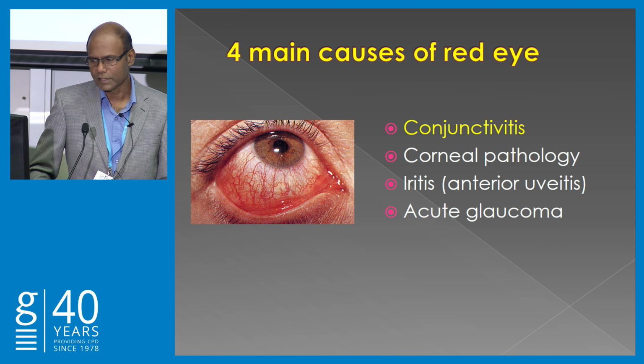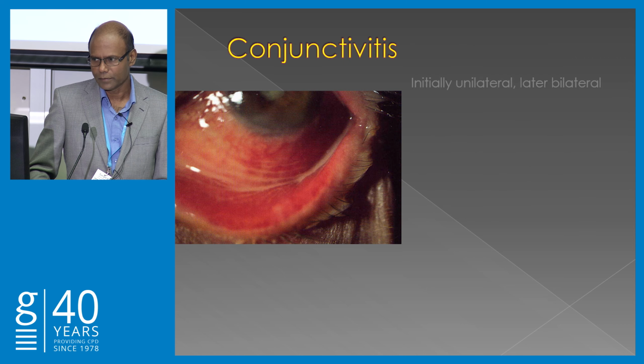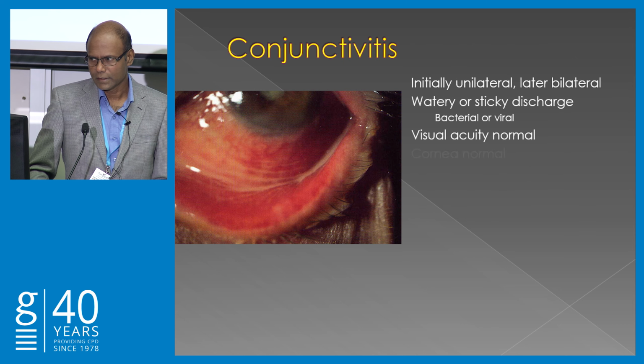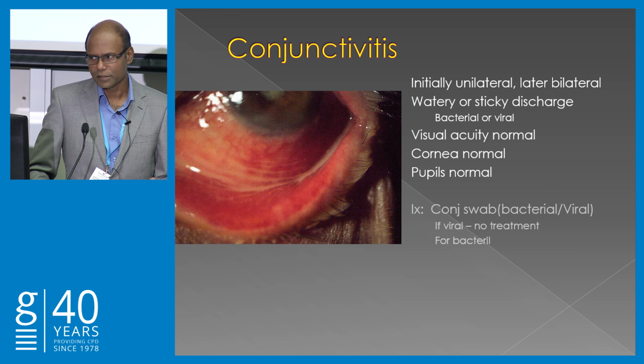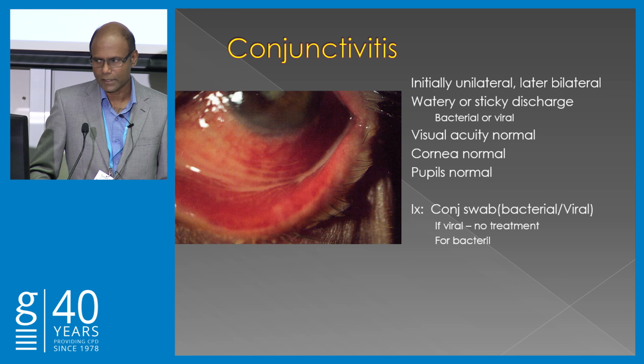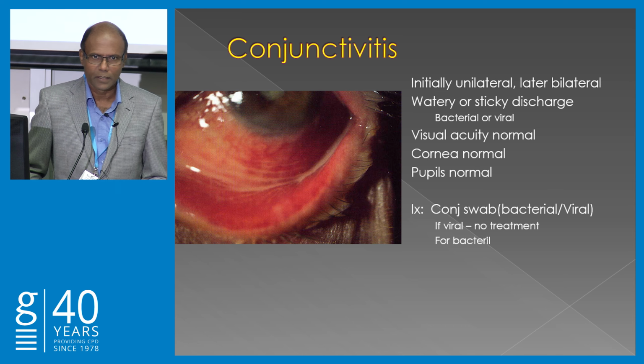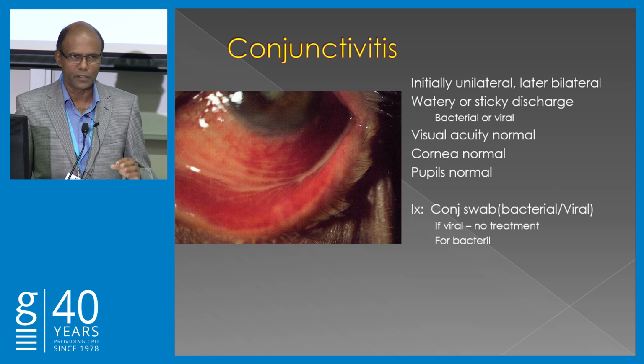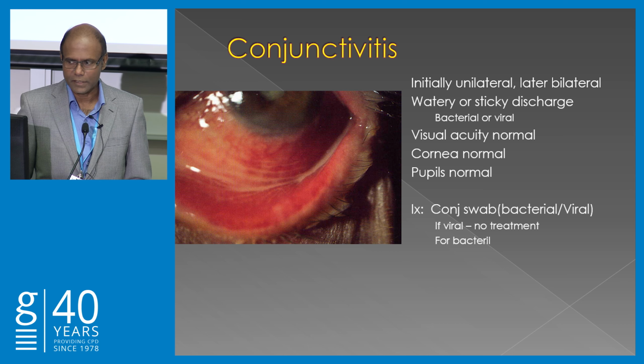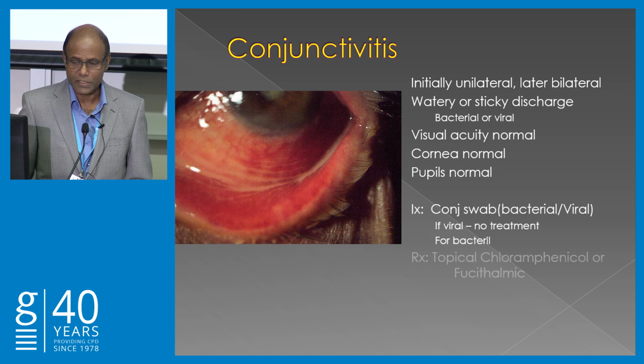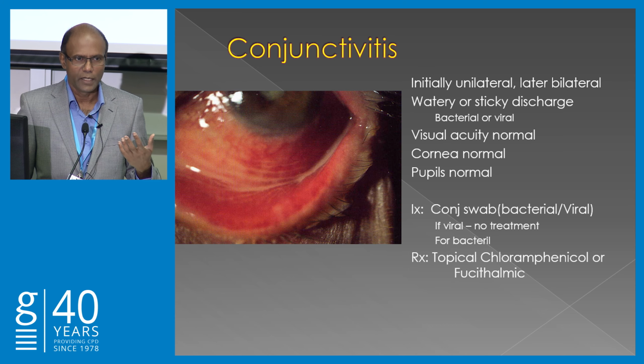Then conjunctivitis. We look quickly at each condition. In conjunctivitis, the main thing is that the visual acuity is normal, the cornea is normal, and the pupils are normal. That's an important part. But in adenoviral conjunctivitis, after four or five days, it can go into keratoconjunctivitis, where you get keratitic precipitates causing photophobia, watery eye, and blurred vision as well.